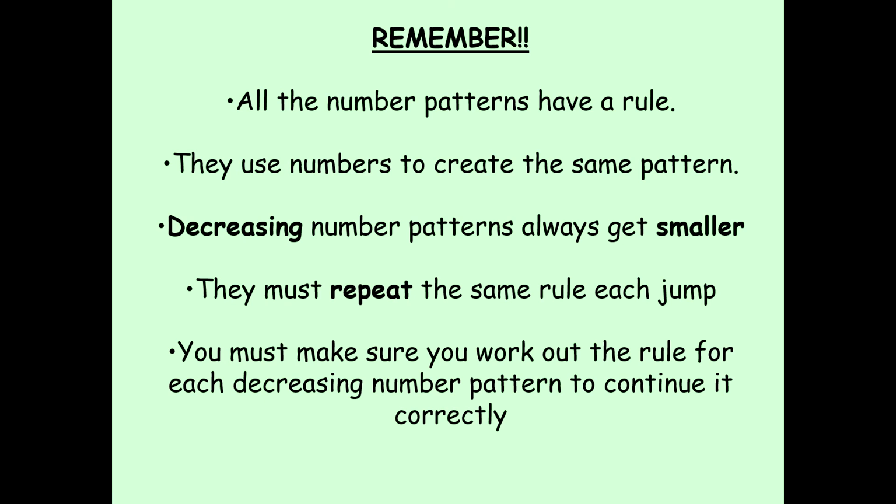So, always it's important to remember that each number pattern has a given rule. As we've just seen, each of the rules for decreasing number patterns are using subtraction. We use numbers to create the same pattern each time, and with all decreasing number patterns, each time the numbers are getting smaller. We must repeat the same rule for each jump, otherwise it's not a number pattern. And the best way to be able to then continue that pattern is to first work out the rule just like we've done before.